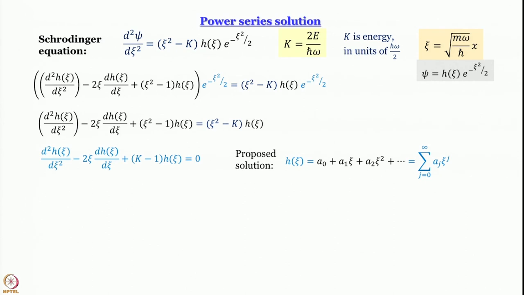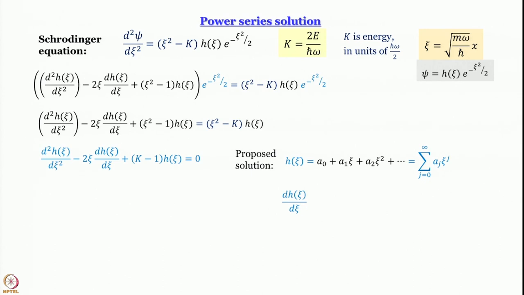Now, how do we go about it? Simple. We are going to differentiate h xi, not once but twice with respect to xi, and we are going to take those derivatives, first derivative and second derivatives, plug them back into this equation. Not only that, h xi is itself written as a summation, we are going to plug that as well. And then we will use another property of power series to get the solution.